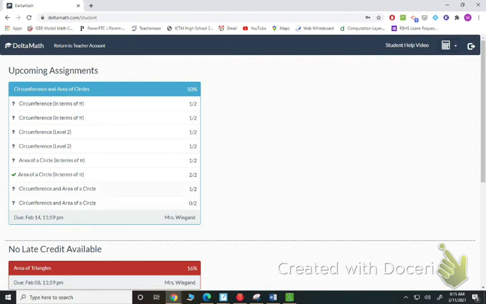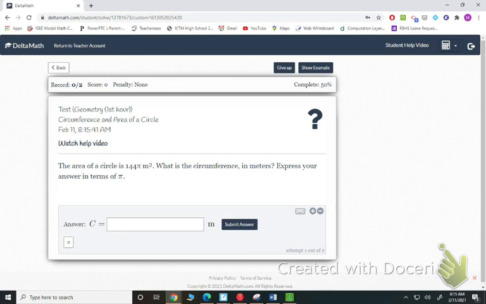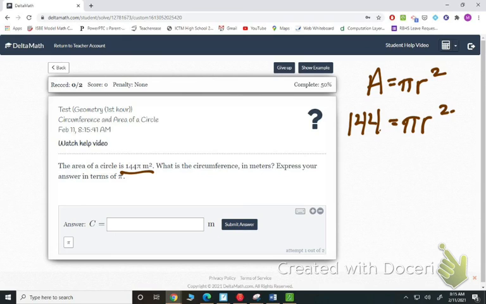Okay, so we have one more type we're going to cover. That's this one down here. It says area of a circle, the last part. This time I'm going to give you area and ask you for circumference. So again, here's the area. We are finding circumference. So if the area formula is, again, pi r squared, we're going to set 144 equal to pi r squared. Okay, so if we think about how to solve this, the first thing I would do is divide both sides by pi. So we're going to have r squared equals 144.